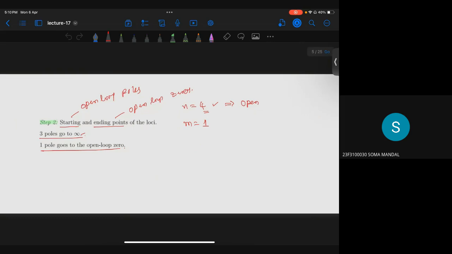Then the second step is to find the starting and ending points of the root locus. Always, the starting points are the open loop poles, and the ending points are the open loop zeros. Here we have 4 open loop poles and 1 open loop zero. It means that out of 4 poles, one pole will go to this zero, and 3 poles will go to infinity. So starting points are the poles, ending points are the zeros. That is the second step.